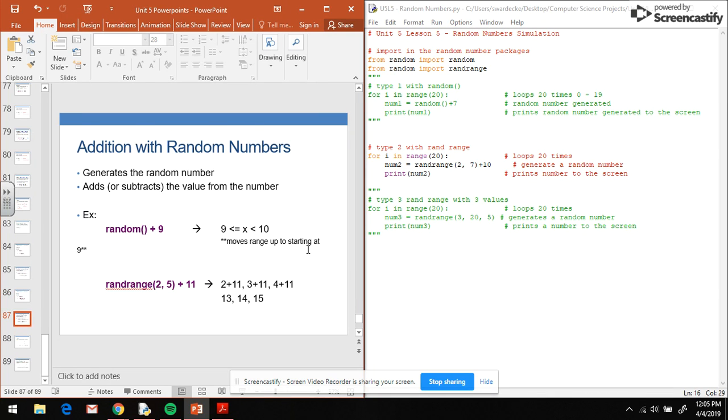So what you're going to see here is just some extra random notes about random. And this one, if we add 9, it moves the range up to starting at that particular value. And here it just takes every single random number that would be generated, so 2, 3, 4, and it would add 11 to it. So we would see 13, 14, and 15 because we would add 11 to all of them.